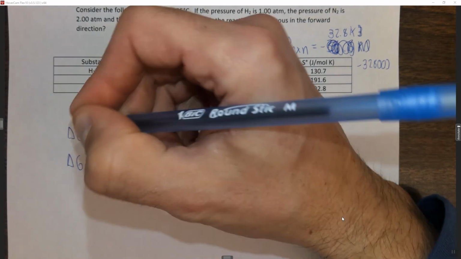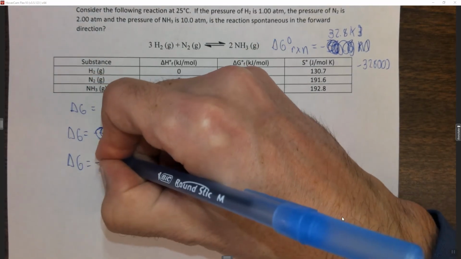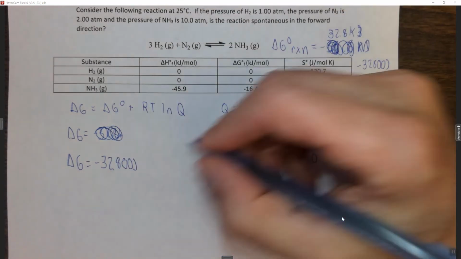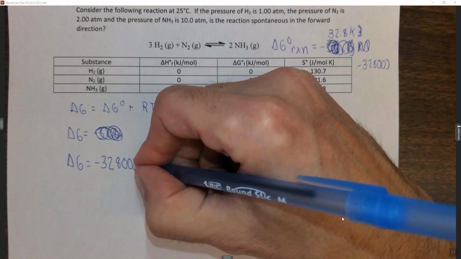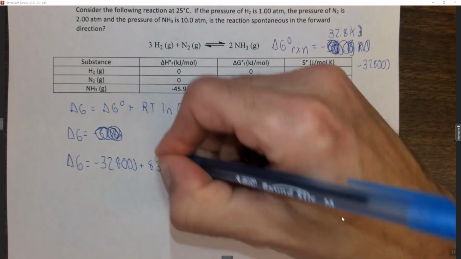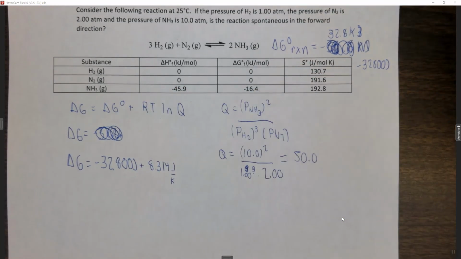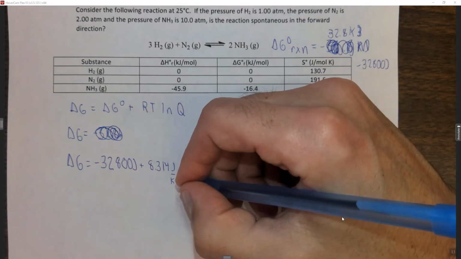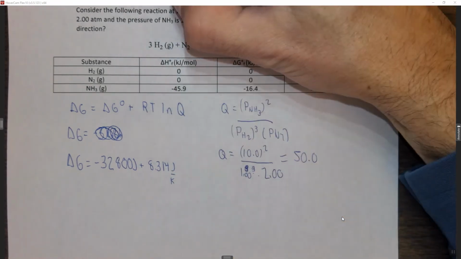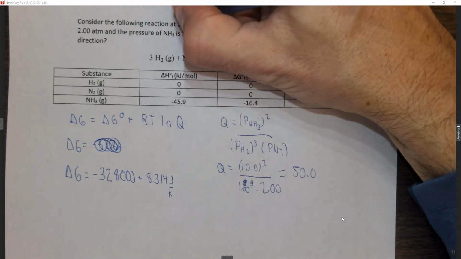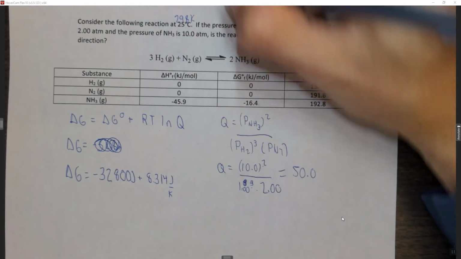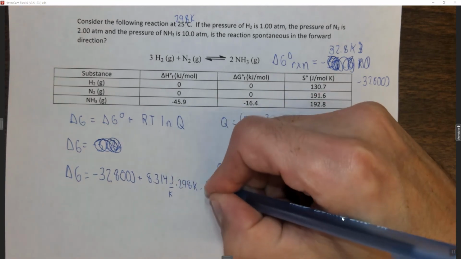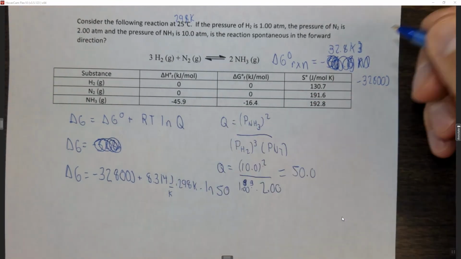So delta G equals minus 32,800 joules plus 8.314 joules per K for the value of R. T is the temperature, and the temperature in this case is going to be 25 degrees C, which we have to have in Kelvin. So it's going to be, add 273 to that, 298 K, times the ln of 50.